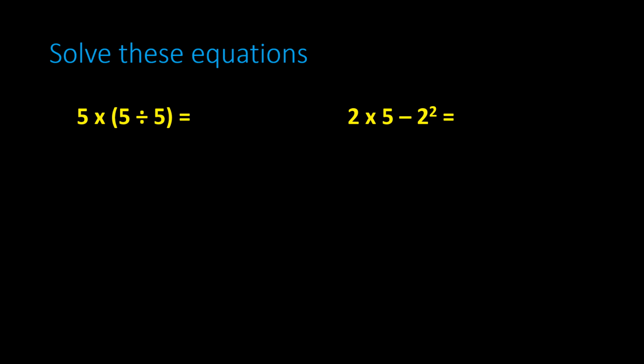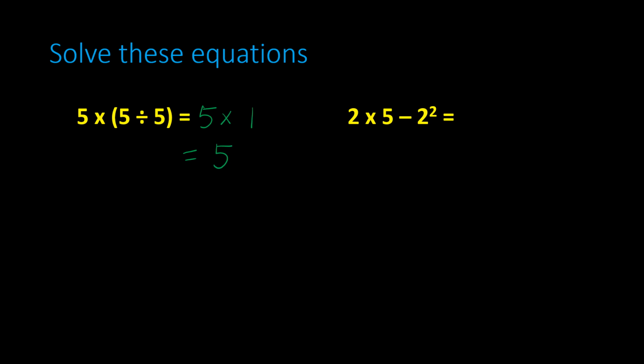In the first example, we have 5 times 5 divided by 5 in brackets. So we know that we have to do the numbers in brackets first. 5 divided by 5 is 1. And so the answer is 5 times 1, which is 5.